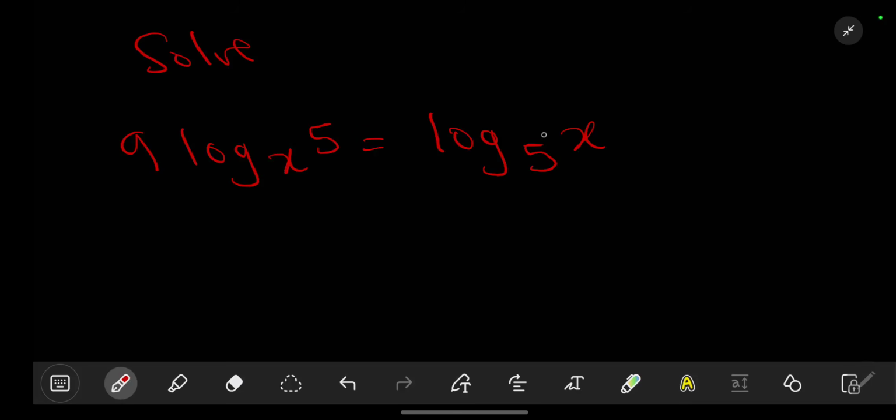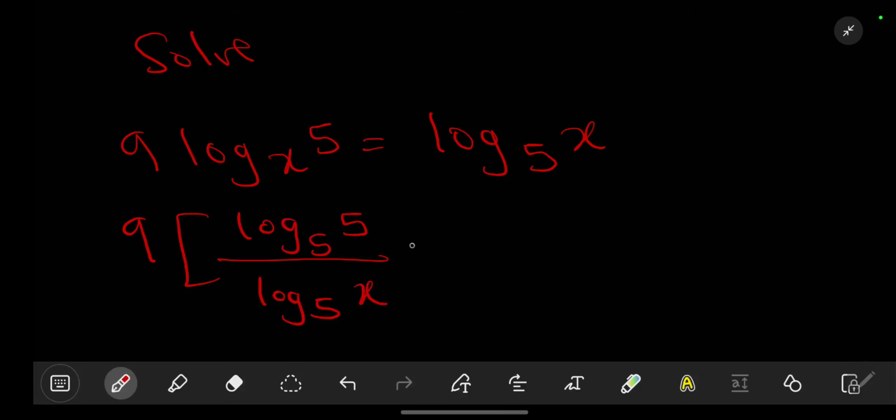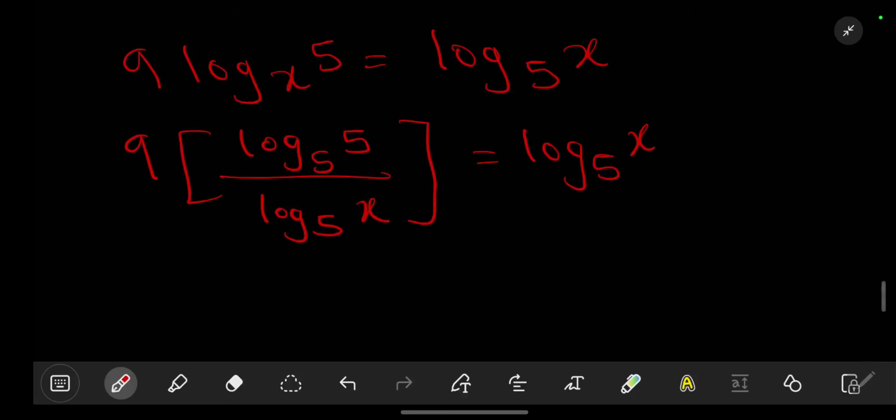So we are going to have 9, then where there is this, we are going to put the log base 5, then the number outside, over, we introduce log of 5 with the number inside like that. Then this should be equal to the log of base 5 of x like that.